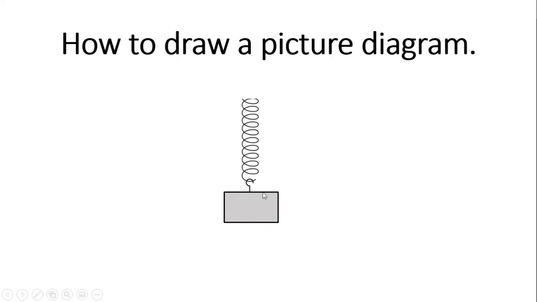Okay, how to draw a picture diagram? Well, that is the picture. So we know it's a spring. We know it's a weight. Gravity is pulling down. We can put the arrow in that direction. And spring force is pulling up. We could put this down along the bottom also. It's not a big deal, just so it's showing that it's going in the opposite direction.